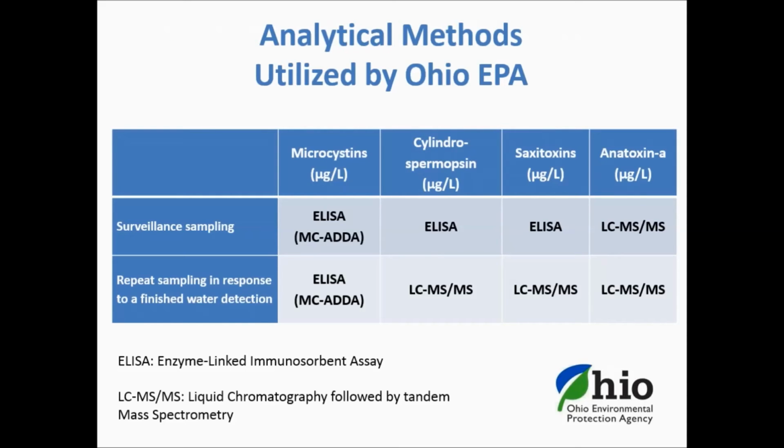Great. I included the slide just to point out that other cyanotoxins do not suffer from the same analytical limitations as microcystins. And for other cyanotoxins, Ohio EPA will use LC-MS/MS method to complement ELISA methods following any finished water detection. So some of the things that I've talked about today regarding microcystins, like weak product ion abundance, do not necessarily apply to cylindrospermopsin or anatoxin-a.